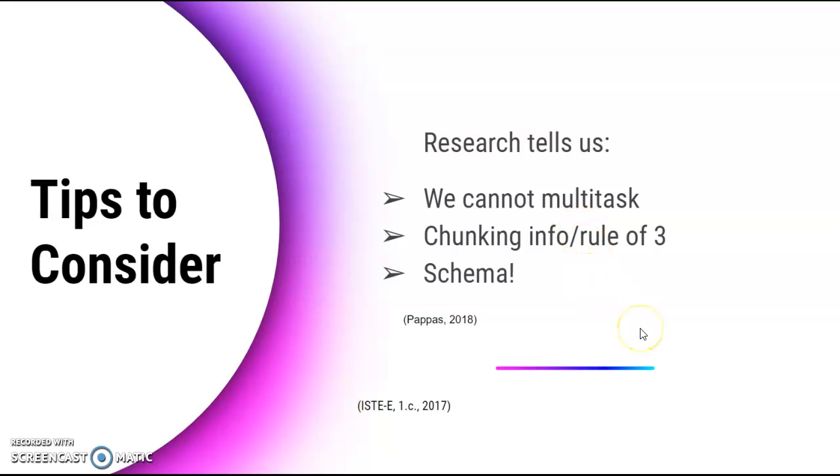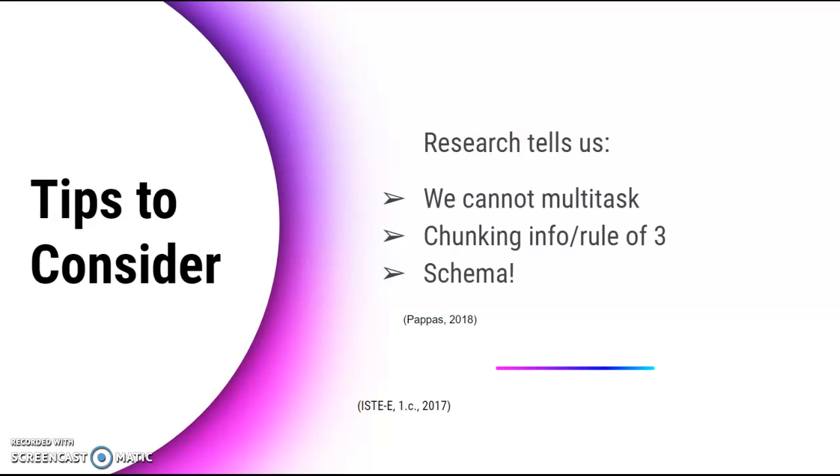Some tips to consider. Well, research tells us we cannot multitask. Our brains are not capable of that. We try, especially as adults, but often we fail at that. What we're really doing is giving a little attention to one thing and a little attention to another thing and splitting our attention between the two. As kids, that can be much harder to go back and forth.